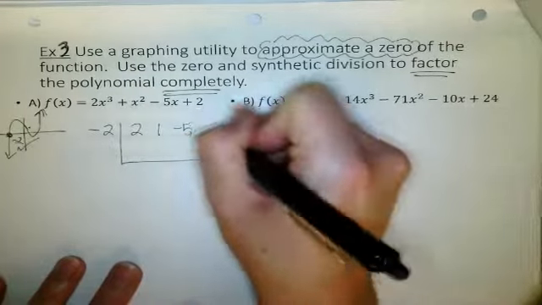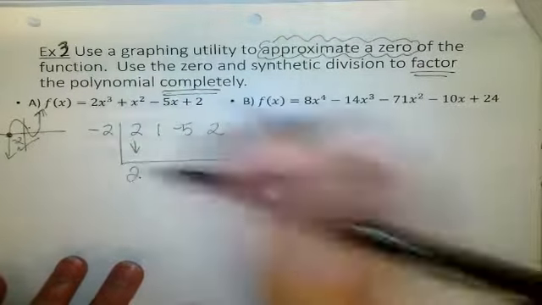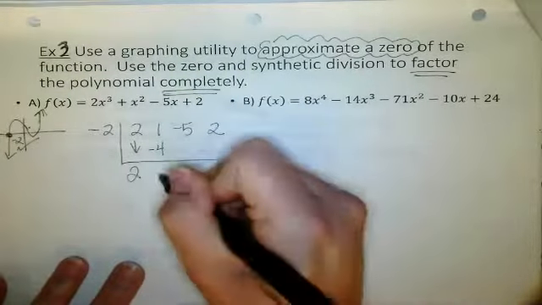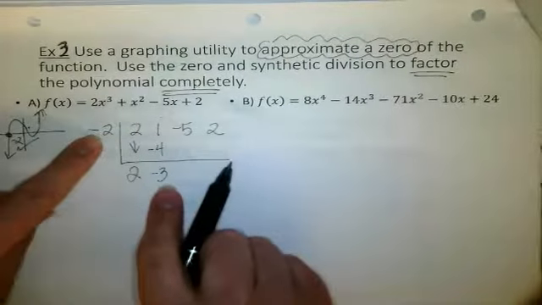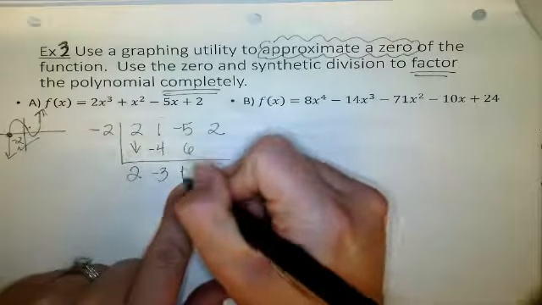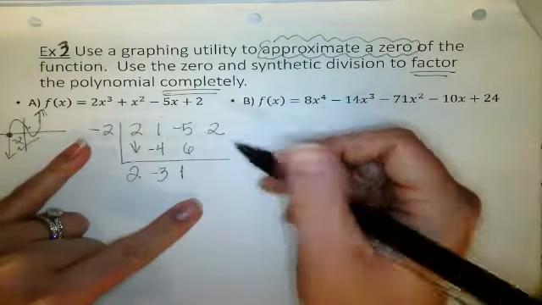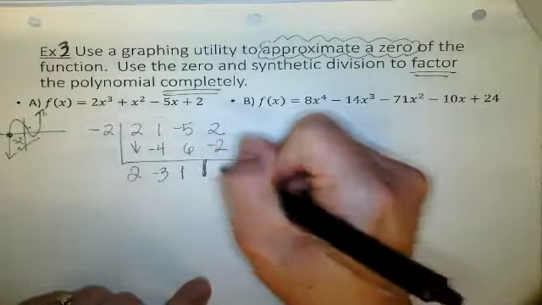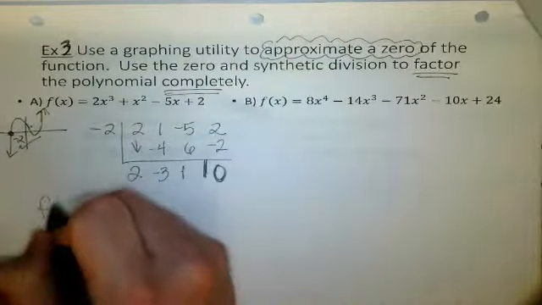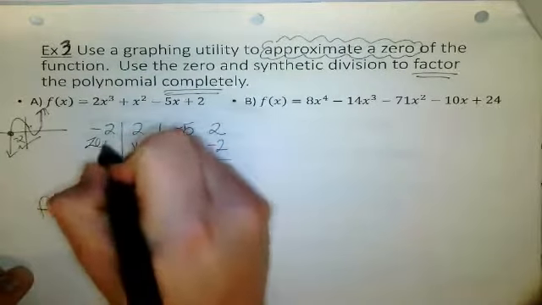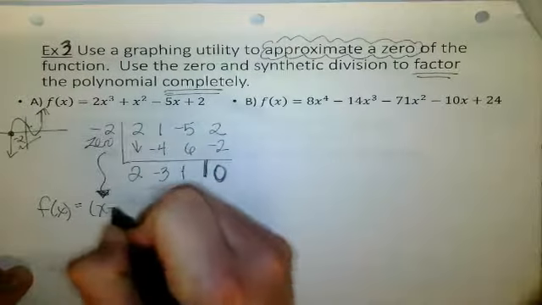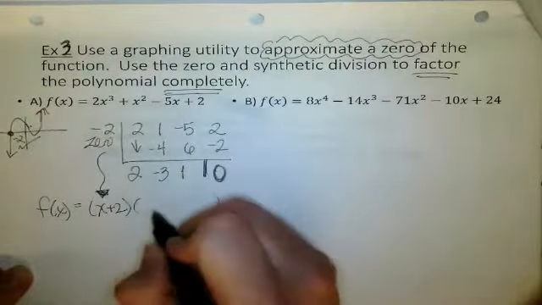2, 1, negative 5, 2. Bring down the 2 and multiply. What do we get? Combine. Multiply. Combine. 1. Okay. Multiply. Combine. 0. Remainder 0. Yes, we knew that already. So now the zero is negative 2. What's its factor? X plus 2. What's our quotient?